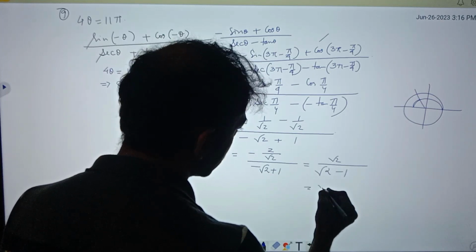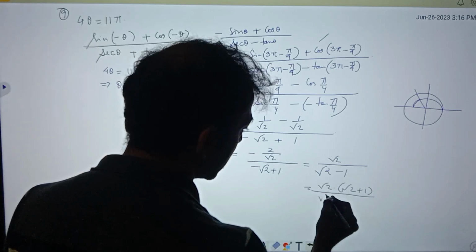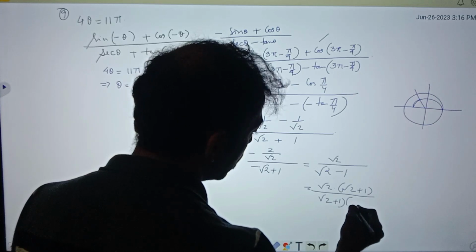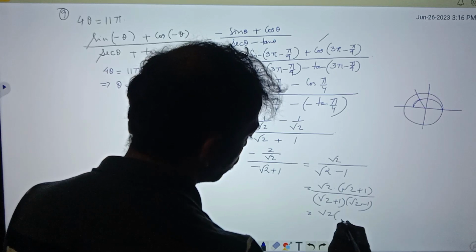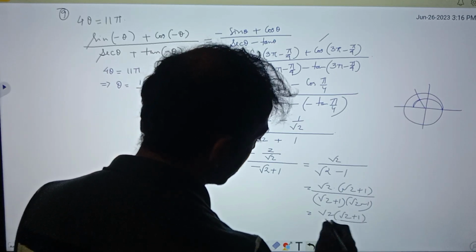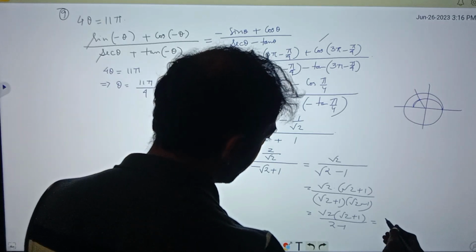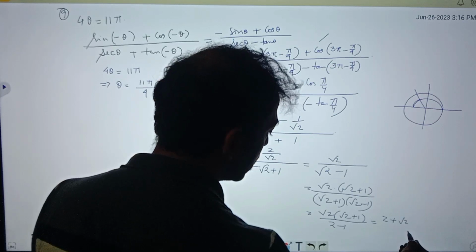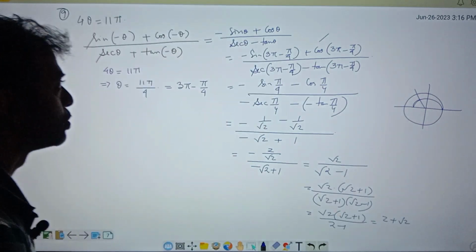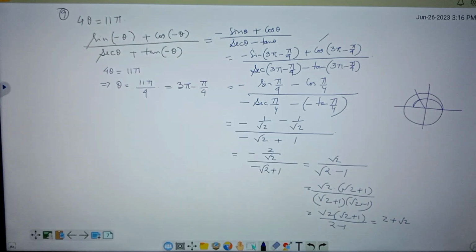You may rationalize this one. So root 2 into root 2 plus 1, divided by root 2 plus 1 into root 2 minus 1. In this case, root 2 into root 2 plus 1, total divided by 2 minus 1 will happen, and the final result will be 2 plus root 2. So the total result is 2 plus root 2. So the value of the total expression is 2 plus root 2 here. So that's our problem actually.